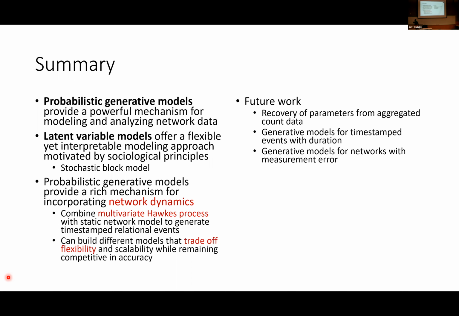Just to give you some idea of what we're progressing towards, we're looking at more theoretical results, seeing if we can recover the parameters from aggregated count data. Can we actually throw away the timestamps and just look at counts and still estimate our parameters accurately? We're looking at generative models for time-stamped events with duration. So not just instantaneous events like messages, but things like a country initiating a conflict with another country. How long is that conflict going to last? There's going to be some duration there. And also networks with measurement error.